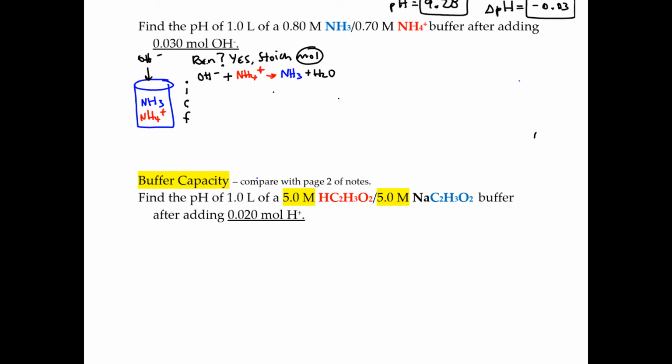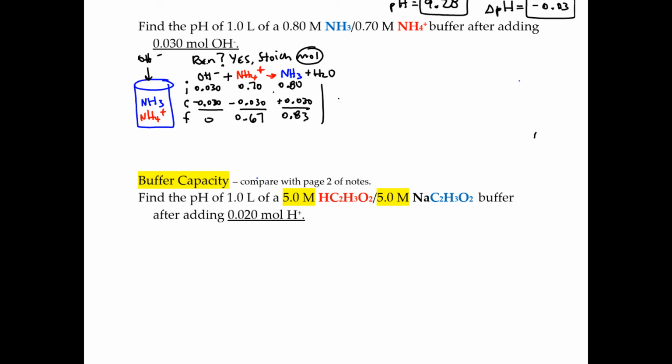Let's write down all our moles. This is going to be 0.030. This is going to be 0.70. And again, don't forget to write down the initial amount of the ammonia because there is a buffer present. It's both parts. The OH minus is going to run out. So minus 0.03, plus 0.03 on the right. When all is said and done, you ran out of the hydroxide. You have 0.67 of the ammonium, 0.83 of the ammonia, and you're going to ask yourself, what do I have right now?